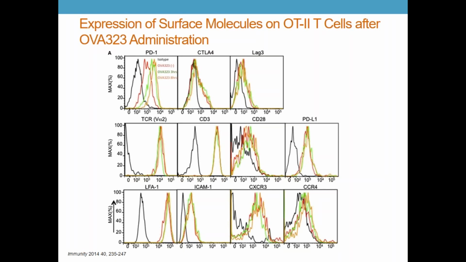CTLA-4 and LAG-3, again, are slightly increased, but nothing that's showing an evolution over time. Some of the ones that do show an evolution are showing no difference between baseline and 3 hours and 24 hours. So even though there's some non-specific effect, there's not an antigen-specific effect for most of these other than PD-1, which gives you the importance of blocking the PD-1, PD-L1 axis.